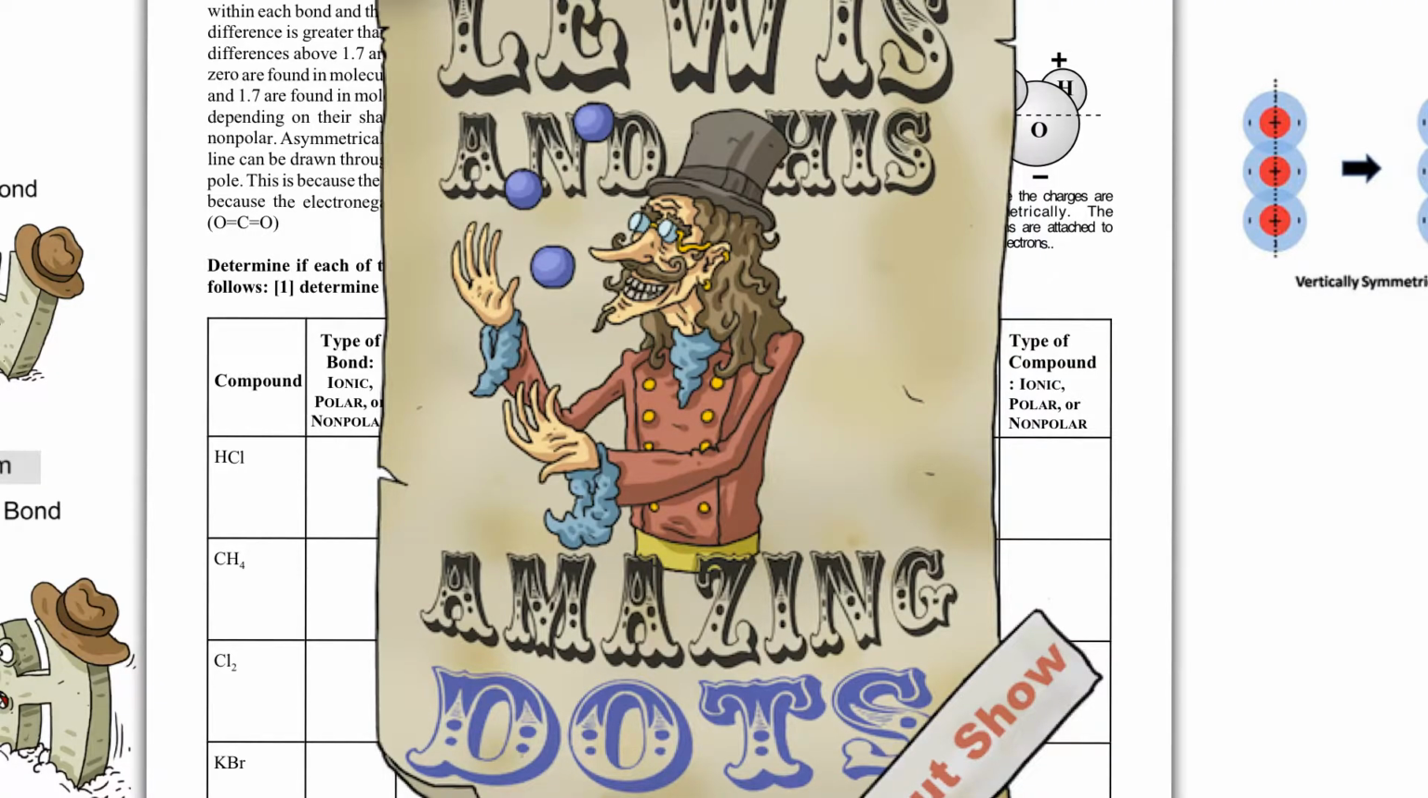Part 2 of tonight's homework involves drawing Lewis structures and using them to predict whether or not a compound will be polar. So we've been practicing polar bonds up to this point, and now we're going to look at the molecule as a whole and tell whether or not it's polar. And we're going to do that using our amazing Lewis dot structures.